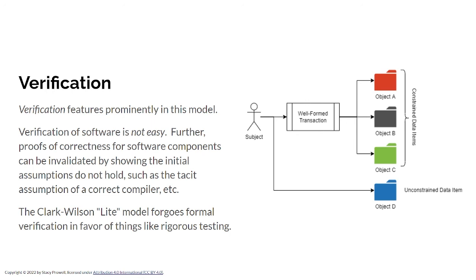So it's a huge amount of work to prove these things correct. And they stand on top of this set of assumptions that we don't have any super high degree of confidence in. So there is, in fact, a Clark-Wilson light model that forgoes the formal verification in favor of things like very rigorous testing, and that can be good. But again, you can see what's happening. We're starting to have to back off some of the guarantees to make the system more practical.